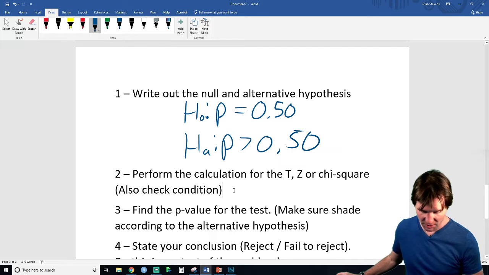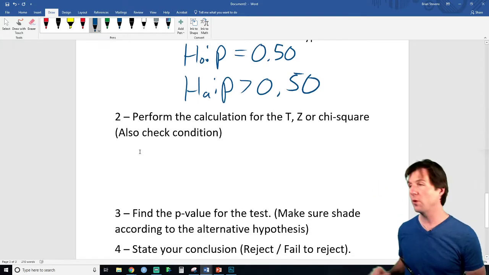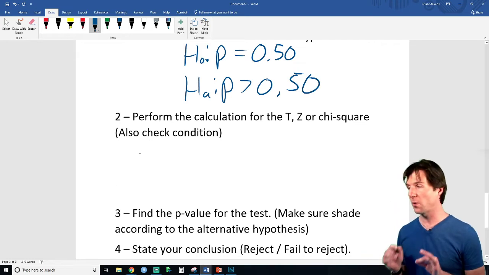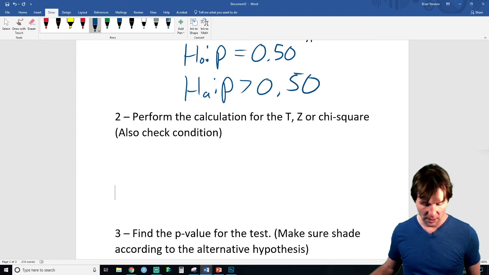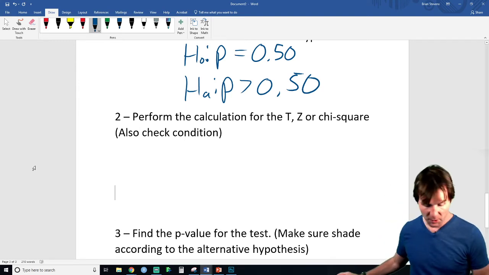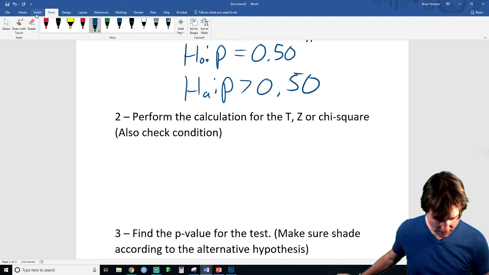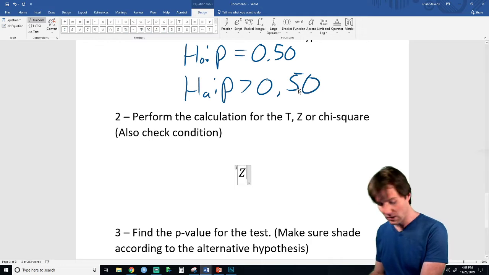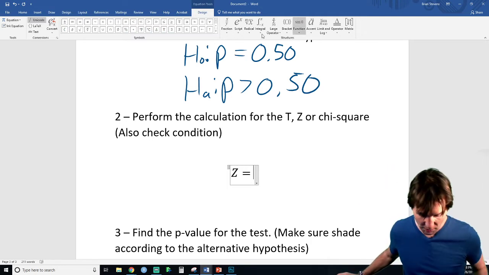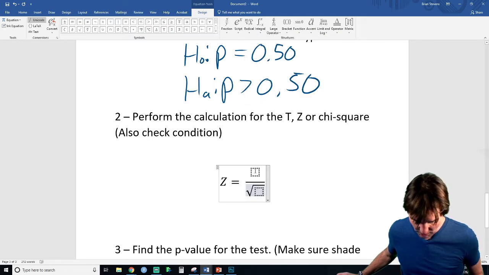Perform the calculation for the T or the Z. When we perform this calculation, we need to choose the right equation. So let's write out that equation right here, really nice and really big. I'm going to put it in the equation builder because that's going to be the easiest and best way for us to see it. So let's go to Insert, Equation. It's going to be Z equals, and you do get a formula sheet for our tests. So do not fear, you will have a formula sheet.